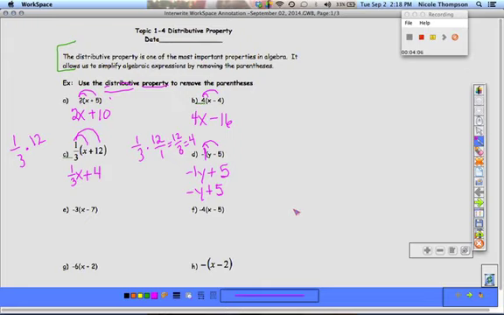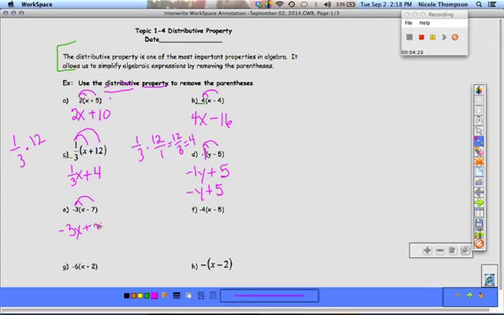And that's as far as you can go. On this one, negative 4 times x would be negative 4x. Negative 4 times negative 5 would be positive 20. Please be careful when you're multiplying by negatives. It will change your signs.